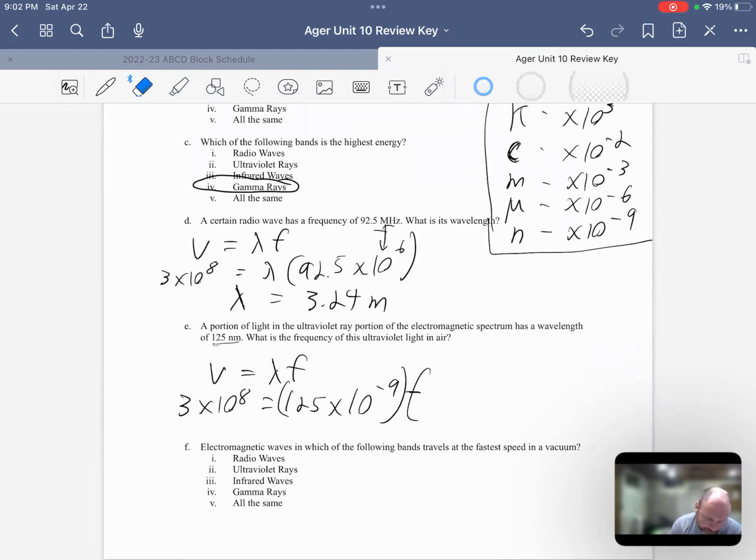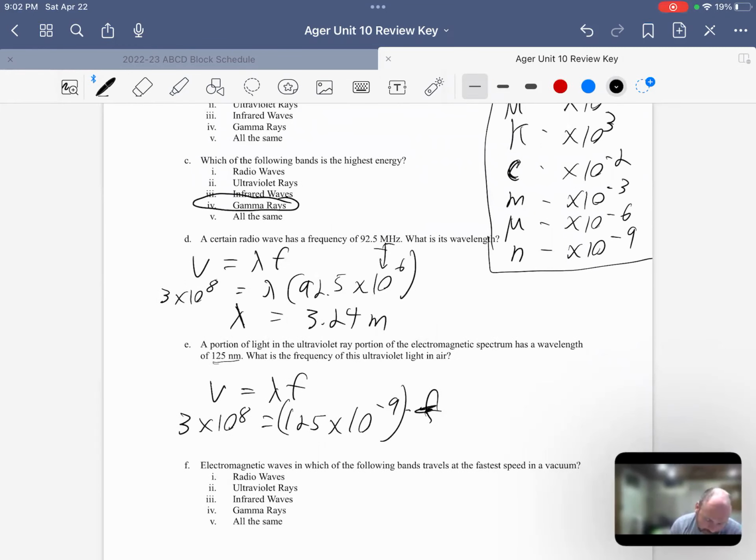Times the frequency. And frequency is equal to 2.4 times 10 to the 15th hertz. And you don't need to go back. That's fine. You can leave it like that.